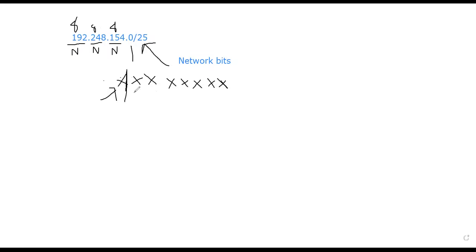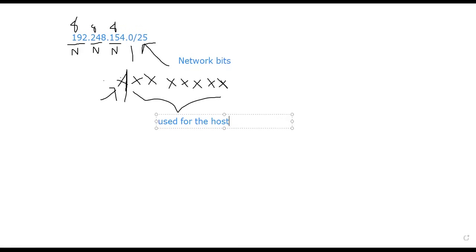Then the remaining 7 bits, 1, 2, 3, 4, 5, 6, 7, will be used for the host. The remaining 7 bits will be used for the host. Very simple, right? So in this scenario now, okay.